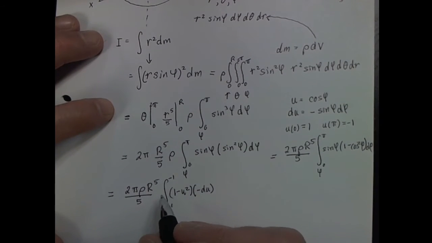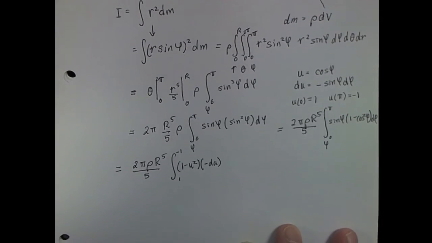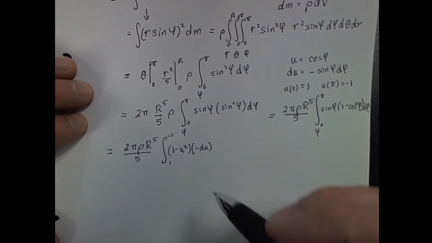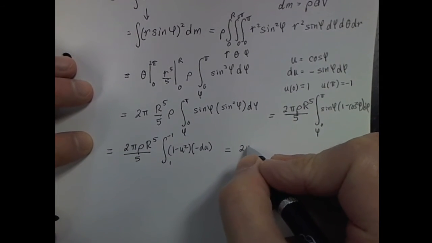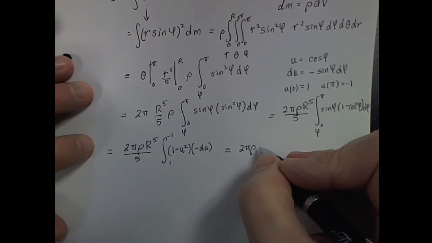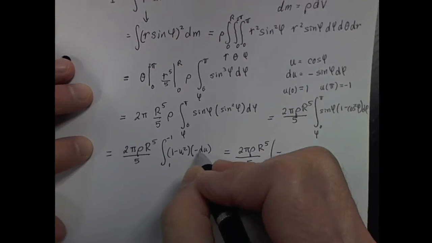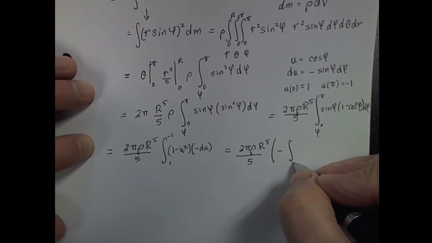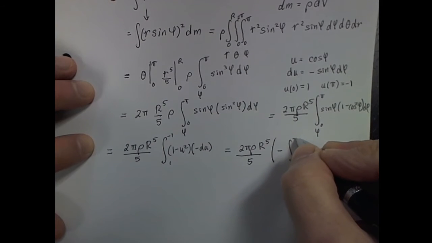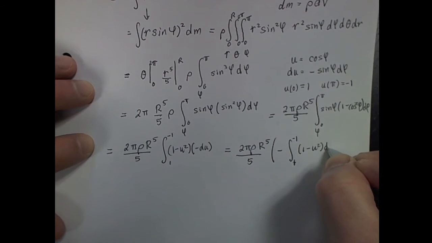It'd probably be good to take the minus sign out here. So let's see about that. Ooh, I'm getting all jammed up here. Okay. So we have 2 pi, the density, r to the 5th over 5, and I'm going to take the minus sign out. We have the integral from 1 to minus 1 of 1 minus u squared du.